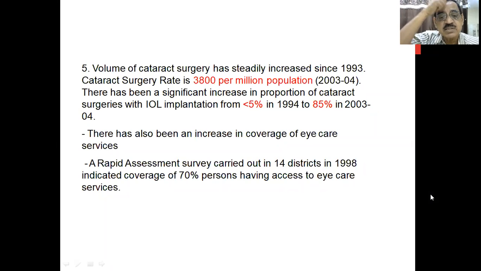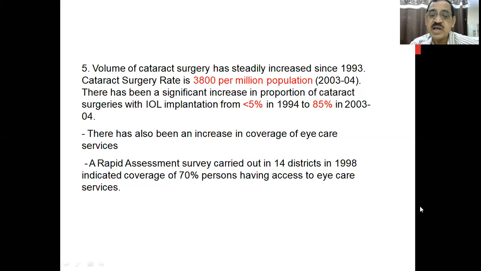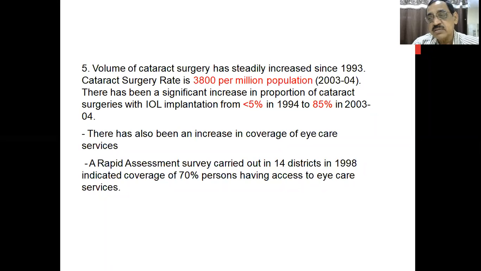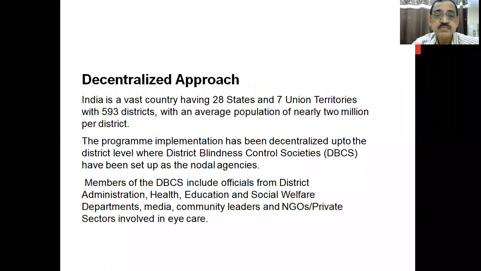There has been an increase in coverage of eye care services also. A rapid assessment survey carried out in 14 districts in 1998 indicated that 70% of persons had access to eye care services. So access to eye care services has improved a lot after the advent of this program. So it's a decentralized approach.